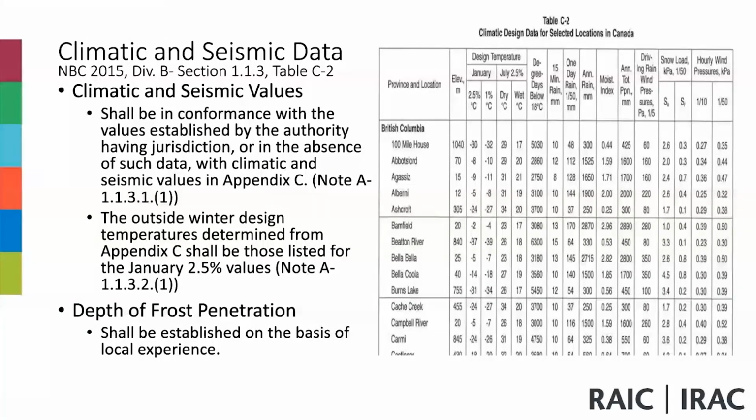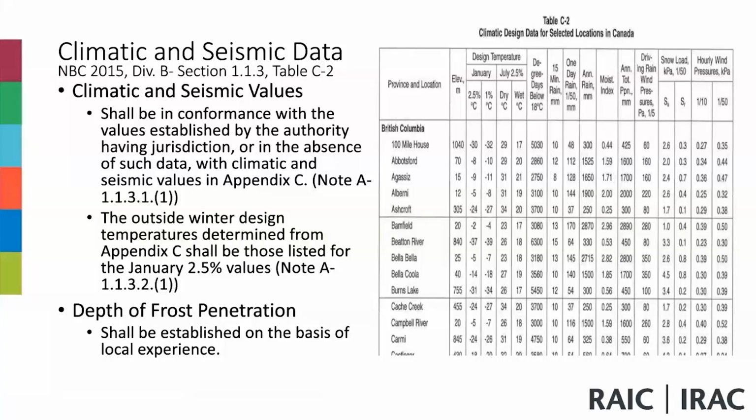Climatic and seismic data, we know how to read this. So we know that they are to be in conformance with the values established by the local authority. 113 tells you to use those local values as published by your local authority. If not, in the absence of such values, you can go to the climatic and seismic tables related to those designs in Appendix C, but not in part 9, Appendix C of the building code. So that's Appendix C in Volume 1.